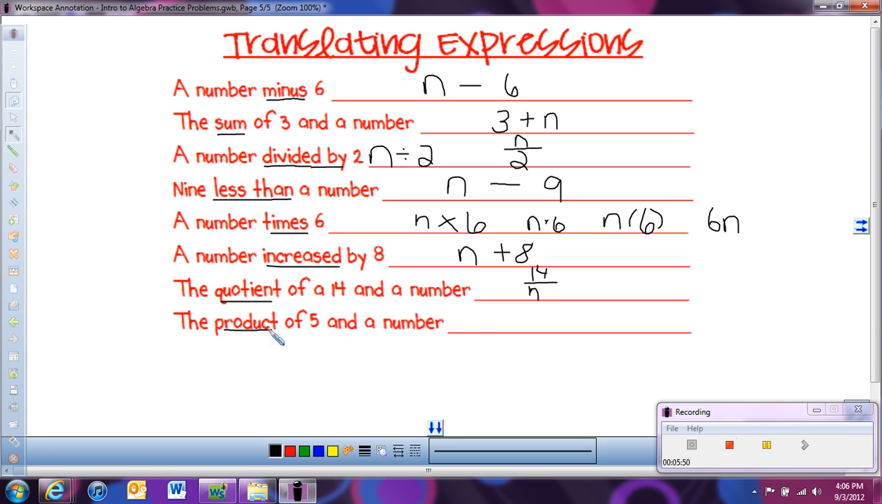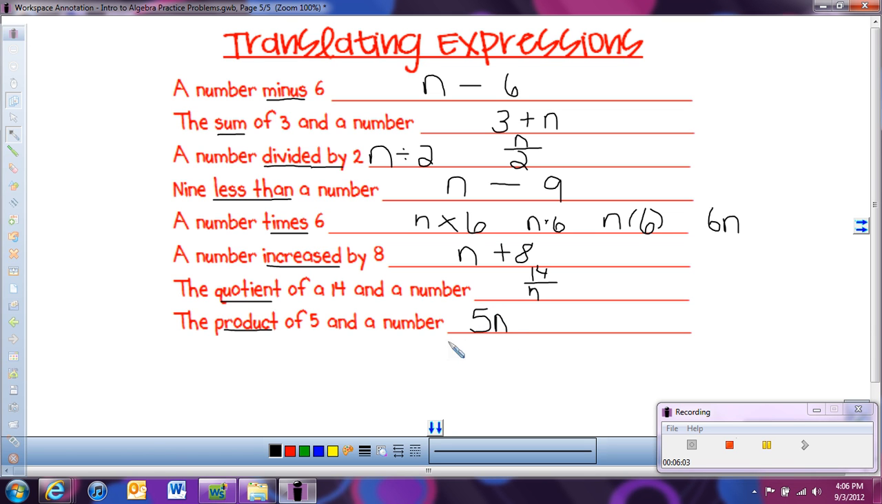And then here's our last one, product. Remember, just like this one, product means multiply. And I'm just going to write it like we would for algebra. And so I'm going to write it just with the number and the variable next to each other. So that would be the product of 5 and n. Remember, whenever we're writing a variable and a number next to each other, we write the number first and the variable second.